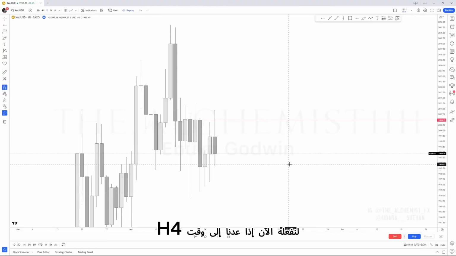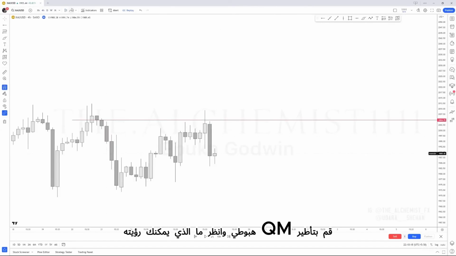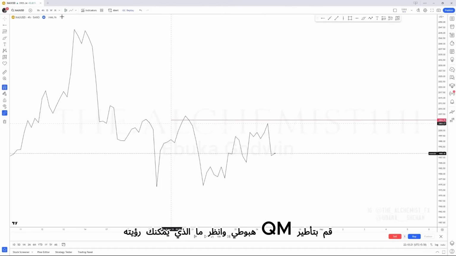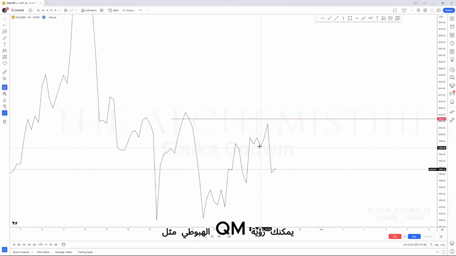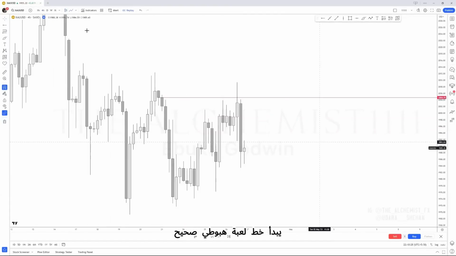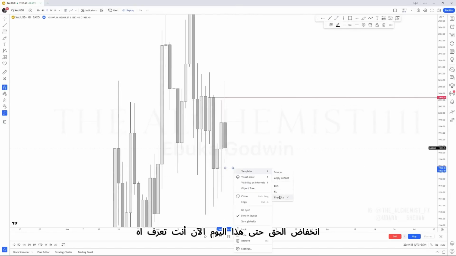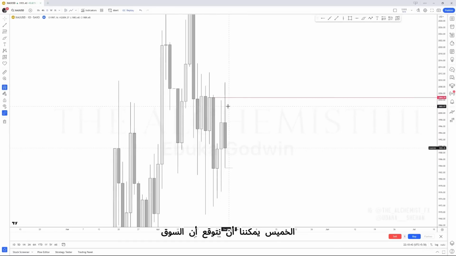Now, if we go back to the H4 time frame, what do we have? A bearish QM. See that? Can you see the bearish QM or the bearish breakout? You can see that very clearly. So this day you know that daily starts a bearish storyline, so you can expect the market to take out the previous day's low. Now we're going into Thursday, and on Thursday we can expect the market to drop into the previous day's low, right?